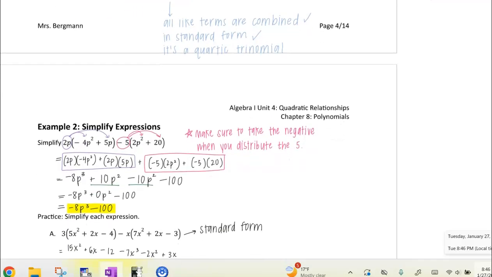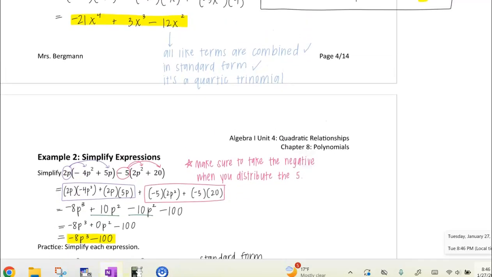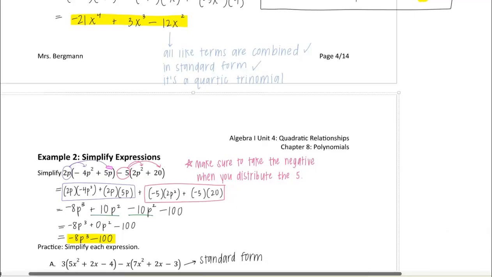Alright, now let's try another one. Let's say we wanted to multiply this monomial 2p by this polynomial negative 4p squared plus 5p. And then we also have another monomial negative 5 multiplied by another polynomial 2p squared plus 20. So remember your order of operations here. First, check if there's anything inside the parentheses that you could simplify. Neither of these have like terms, so you're going to move on to multiply and divide. So then you're going to take the 2p and multiply by everything in this first parentheses. So we have 2 multiplications here.